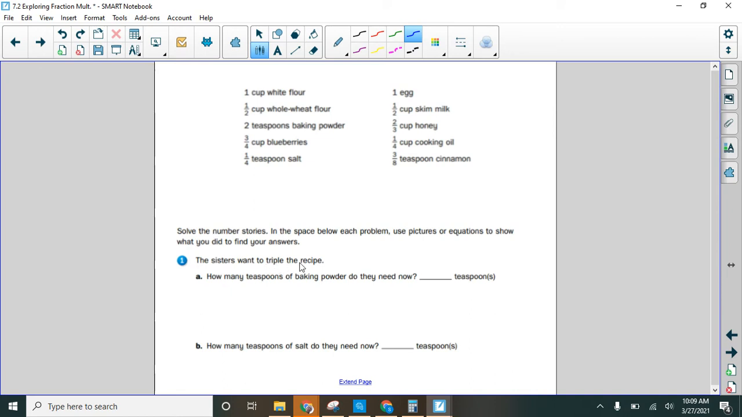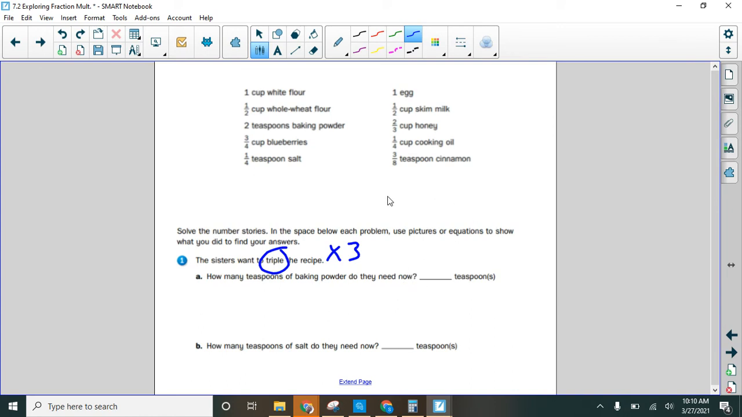The sisters want to triple the recipe. Do you know what that word means? What's tripling? Times 3. Right? So they're going to be tripling a recipe. This is what you do in the real world. If you have a recipe and you want to make more of it than the recipe says, you have to be able to multiply whole numbers times fractions. So how many teaspoons of baking powder do they need now?